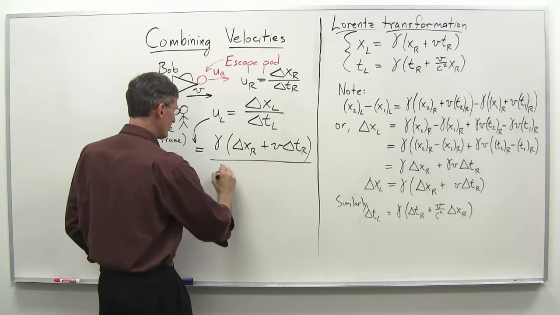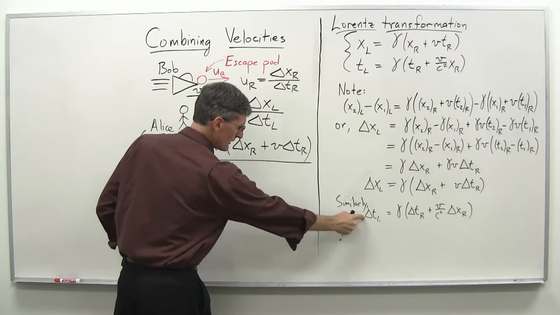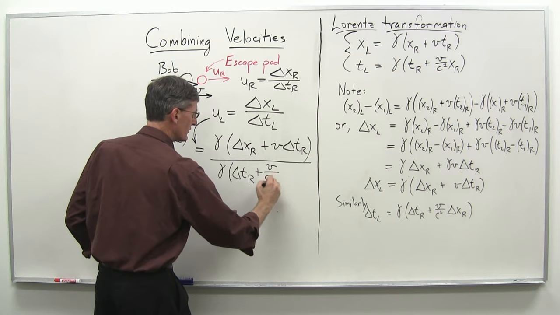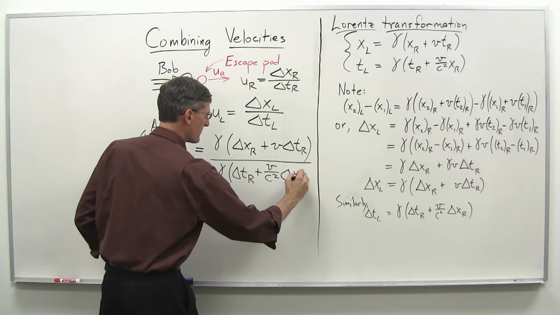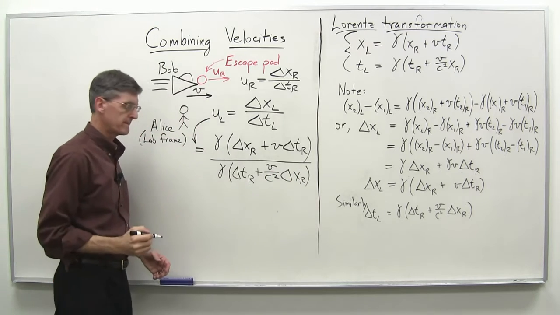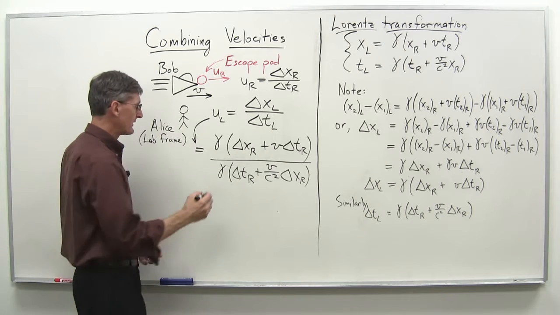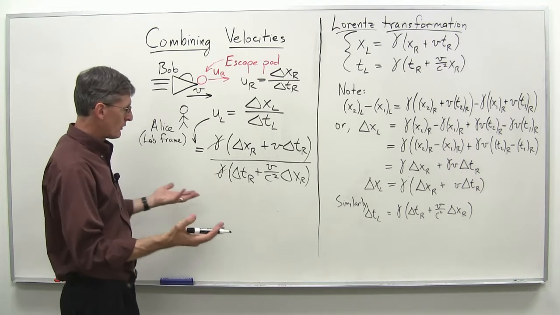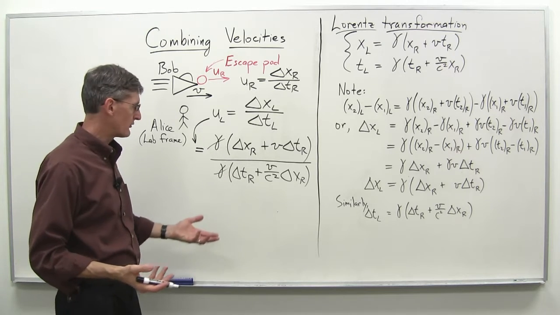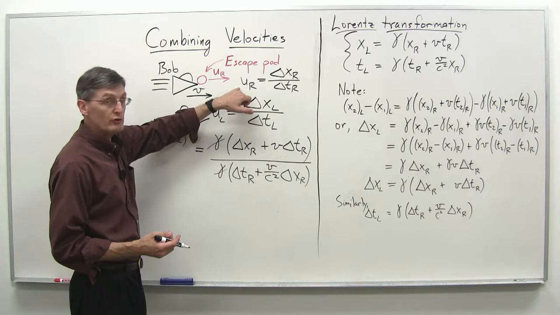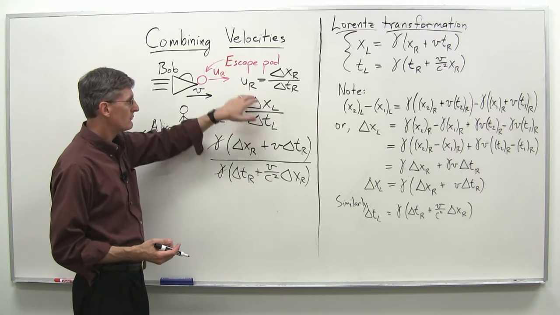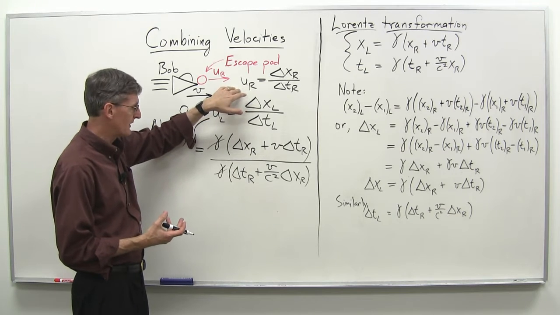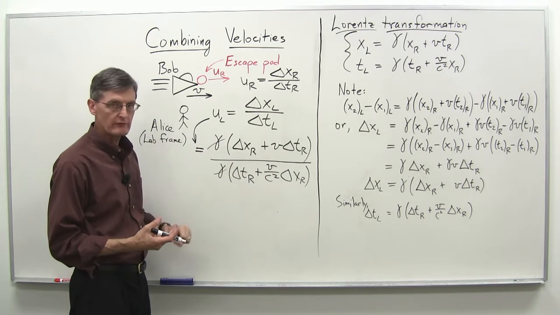And delta t sub L is gamma, from this equation right here, times delta t sub r plus v over c squared delta x sub r. Okay. One nice thing right away, we see the gammas cancel. So we don't have to worry about gamma here. And then you look at this and say, well, what's going on? We'd like to make it a little simpler. Well, we'd like to get u sub r in here someplace because we know what u sub r is. Bob has told us what the velocity is in terms of his measurement. Can we get something in here that involves u sub r?